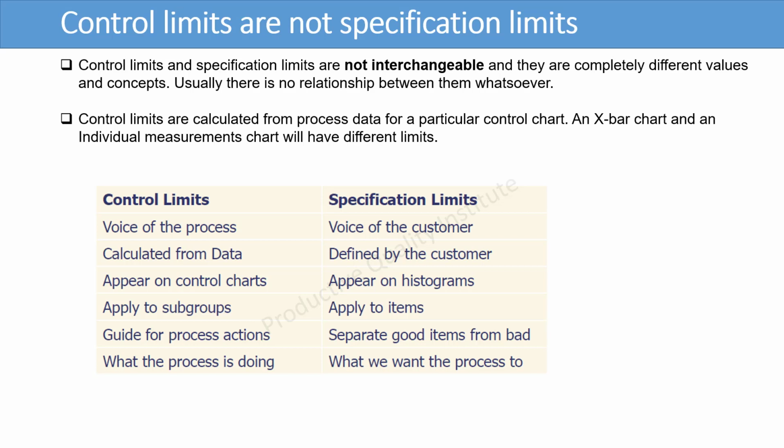Control limits are calculated from process data for a particular control chart. An X-bar chart and an individual measurements chart will have different limits. They guide process actions and tell you what the process is doing. Specification limits are chosen in numerous ways. They generally apply to the individual item being measured and appear on histograms, box plots, or probability plots. They separate good items from bad and tell you what we want the process to do.